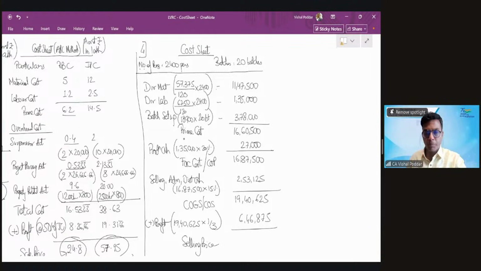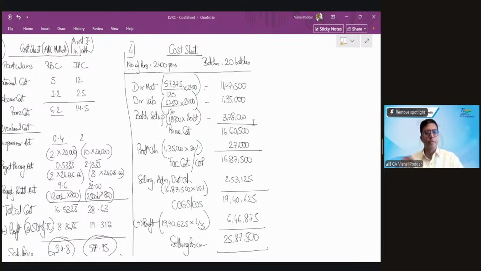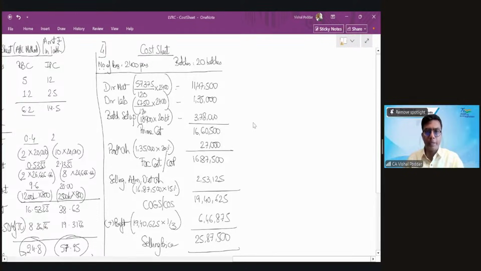So the price which I am getting is 25,87,500. Correct? Yes, perfect. So students, this is the final answer. I'm sure you would have got similar answer. Correct? Fine.